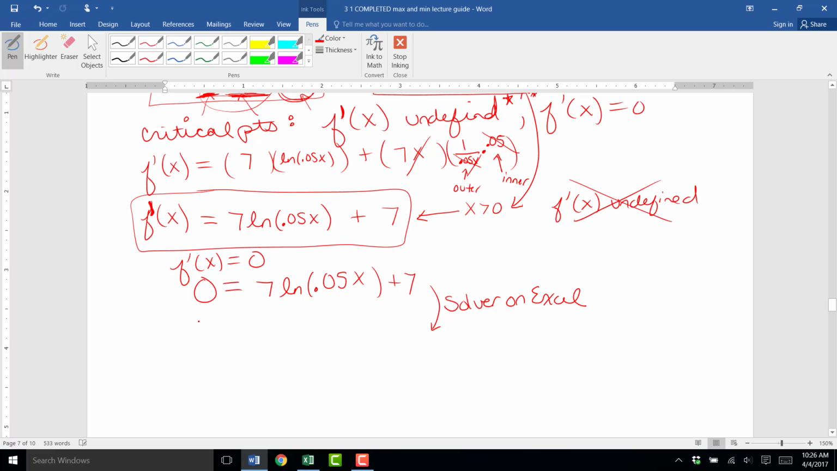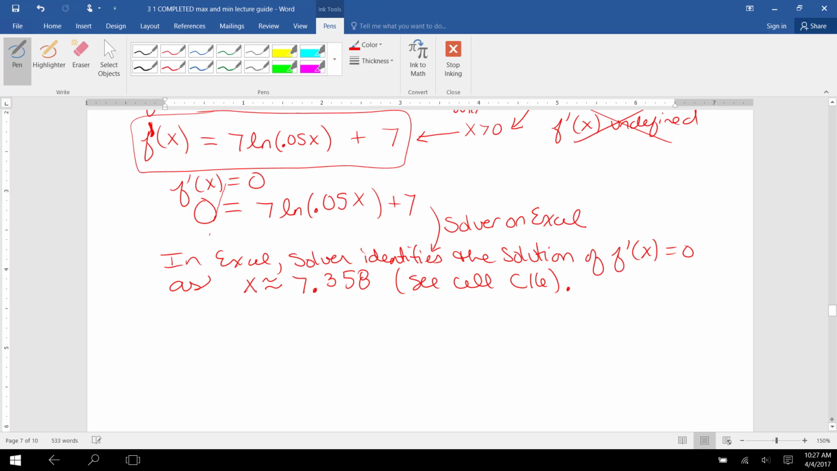The sort of thing I would expect you to write down in your write-up of this is explaining to me, I use Solver to identify where the derivative equals 0. You tell me the cell number where I can see that. Next, you should also go through your first derivative test argument to demonstrate that you know that this is a local minimum. Now the work, the calculation for that is shown in Excel, but you still need to make your argument for why you know that this is a local minimum.